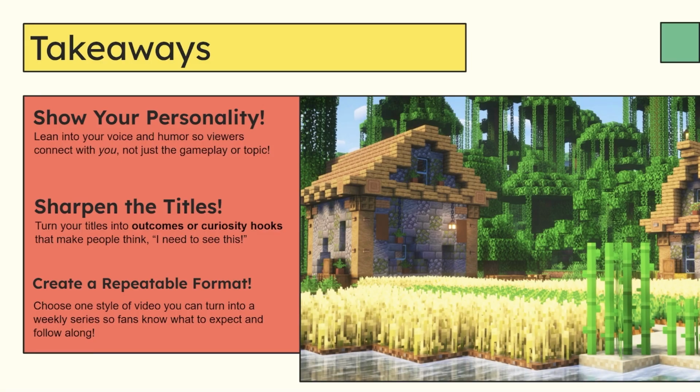And then to sharpen your titles. Turn your titles into outcomes or curiosity hooks so that people think, I need to see this, as opposed to, okay, Jojo ended up posting once again. You can think, oh my gosh, Jojo made this thing, or Jojo's doing this thing in Minecraft. I want to take a look at that. So really thinking about the way that you're packaging your content can make a big difference on who actually wants to take a look at it.